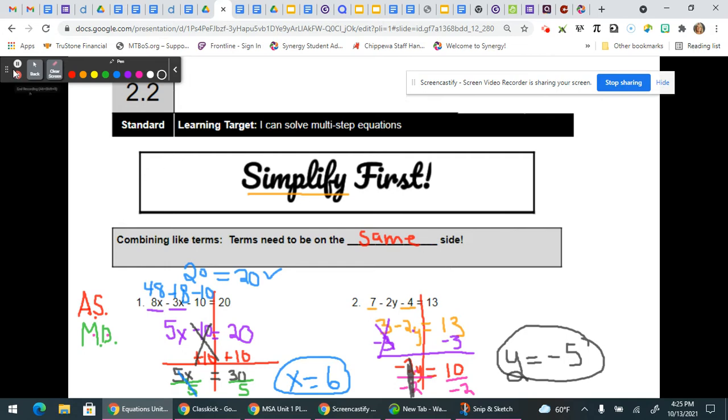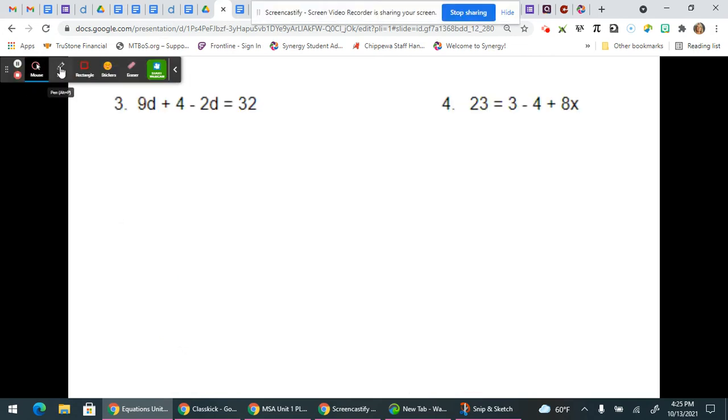Okay, nice work. All right, moving on to our next question. We are doing the same thing. We want to solve by getting the d all by itself. So to help us find the center of our equation, to help it balance, let's find our equal sign and put our line in. So there is my line.